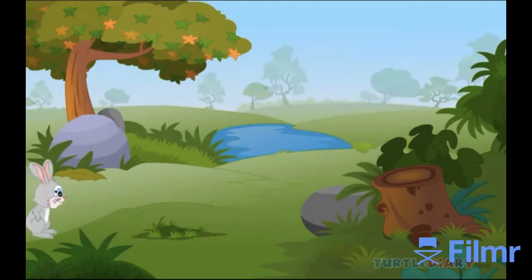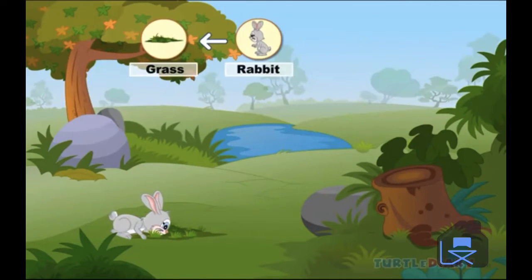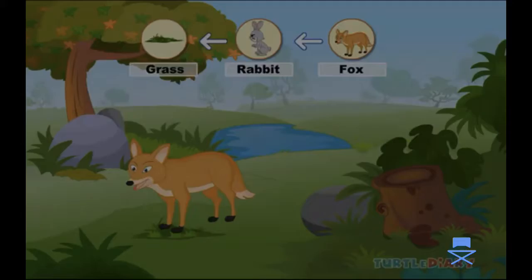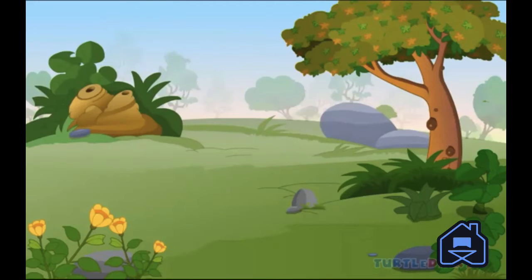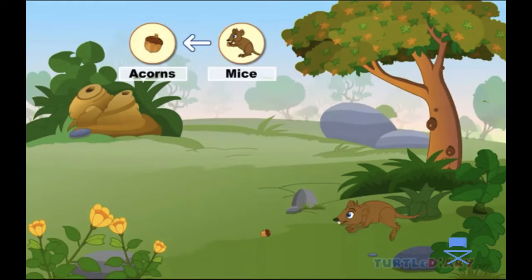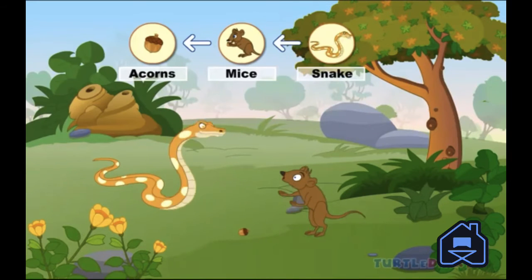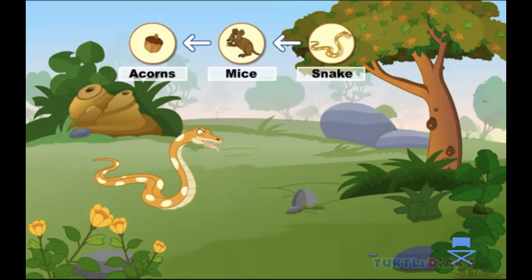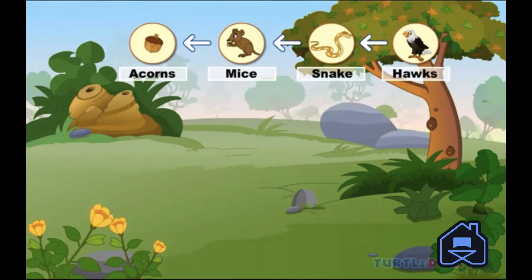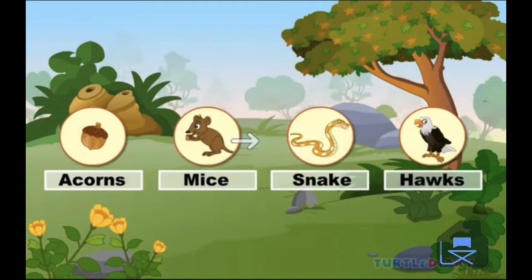A simple food chain starts with grass, which is eaten by rabbits. Then the rabbits are eaten by foxes. A big food chain starts with acorns, which are eaten by mice. The mice are eaten by snakes. And then finally the snakes are eaten by hawks. At each link in the chain, energy is being transferred from one animal to another.